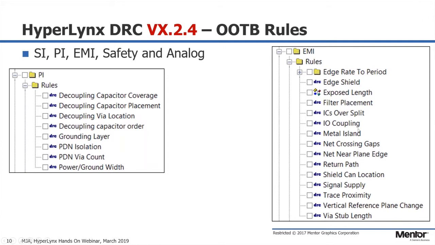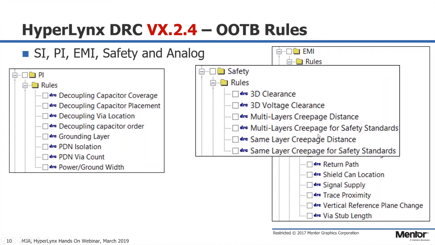But there's other things like metal islands and IO coupling and other structures that can cause EMI, and we can find those for you so that you can remove them from the design. And then if you do find things as you're going through these, there's always the option to go back to HyperLynx SI or PI and do actual analysis to figure out whether the things flagged in the DRC tool actually are issues that you want to or need to fix.